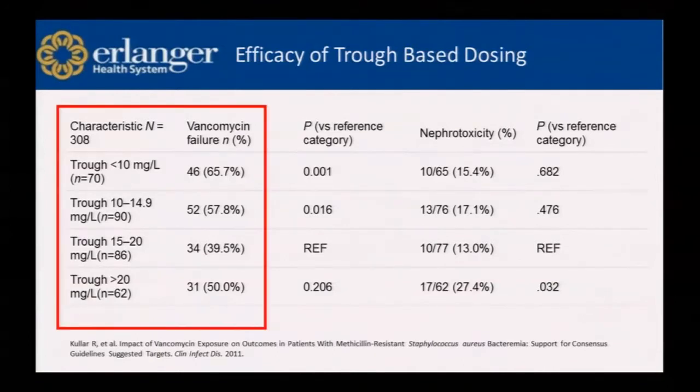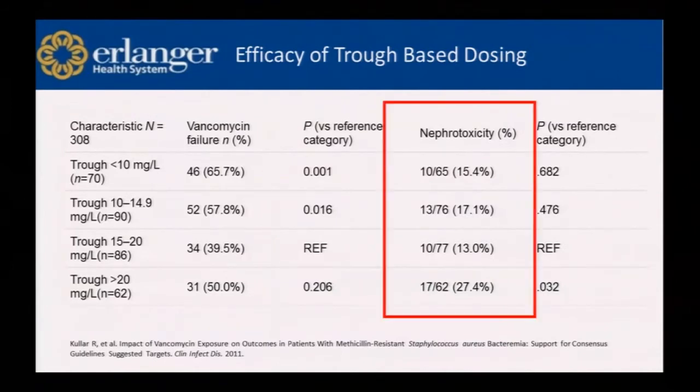greater than 20. And as we can see here, the trough goal that was associated with the lowest amount of vancomycin failure was the trough of 15 to 20, and that was still associated with a 40% rate of treatment failure. Troughs less than 10 were associated with the highest risk of vancomycin failure, and troughs greater than 20 were associated with a 50% risk of vancomycin failure. This study also found that troughs greater than 20 were associated with the highest risk of nephrotoxicity, as we would expect.